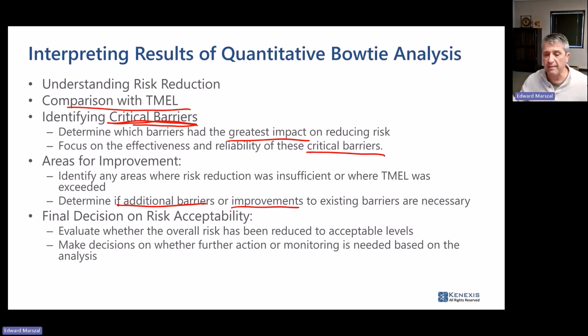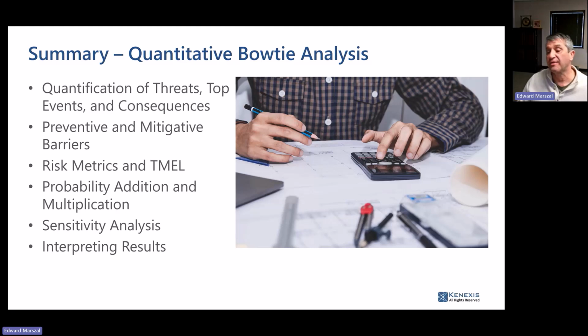Ultimately, you're going to be able to make a final decision on the acceptability of the risk of the scenario as a whole, considering the multiple threats that are possible, the multiple outcomes that are possible, and all of the barriers, whether they prevent the loss of containment or they reduce or mitigate the consequences after the loss of containment has occurred. So that's quantitative bow tie analysis.